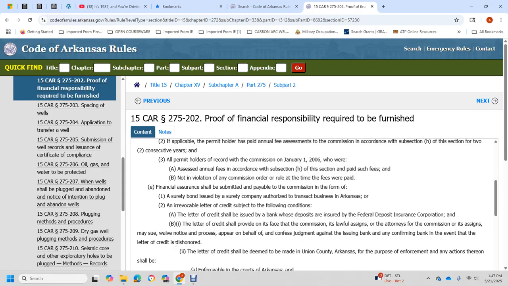Financial assurance shall be submitted payable to the Commission in the form of a surety bond issued by a surety company authorized to transact business in Arkansas.